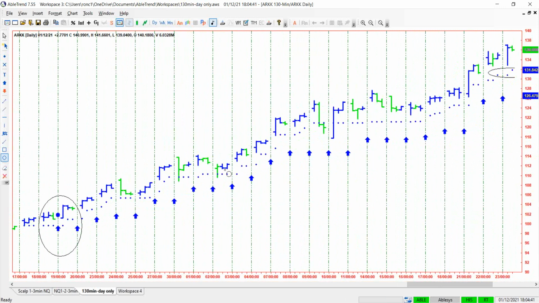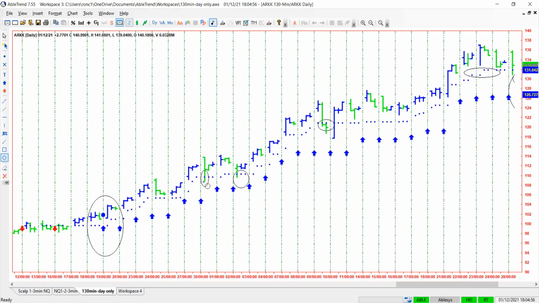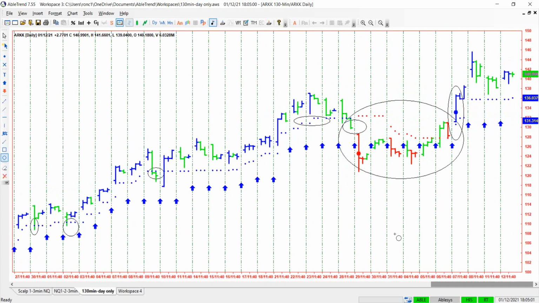Now, if you missed the beginning of this, or you didn't have the software back then, look, every time it hits the blue dot, it bounced off and went up. Hit the blue dot, bounced off, it went up. Again there. So these are great places to buy if it's already in a trend, meaning if you missed the beginning already, those are fantastic places to get into the trade.